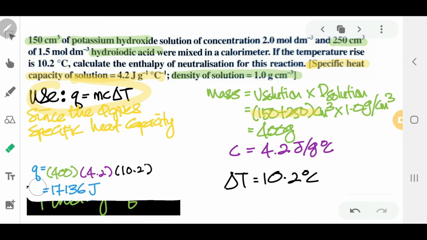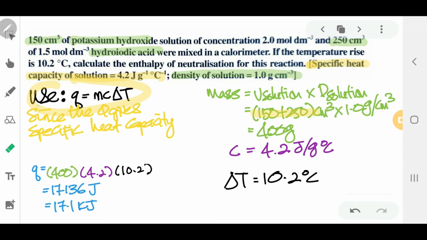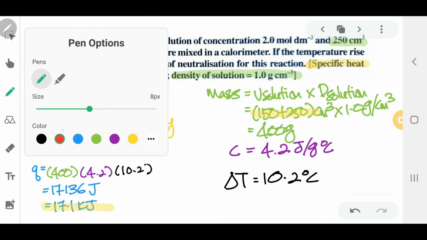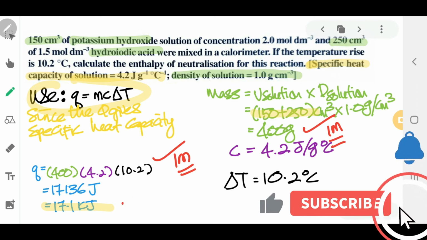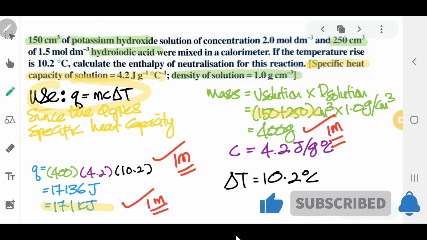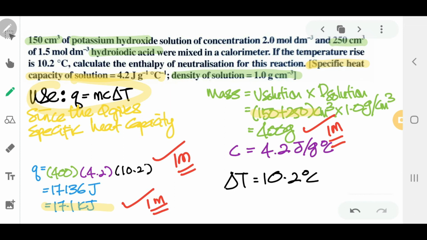And you get a Q value equal to 17136 joules, and you have to convert that into kilojoules. By having the correct Q used, you have 1 mark. By finding the mass of solution, you have 1 mark, and by getting the value of Q, you have another 1 mark. We are not done yet, because our job is to find the enthalpy of neutralization.